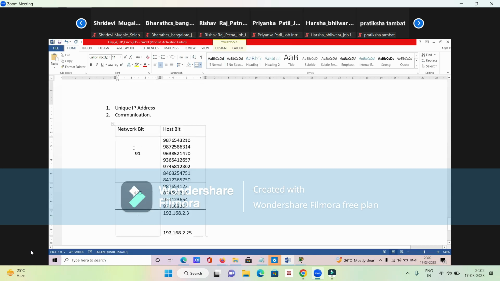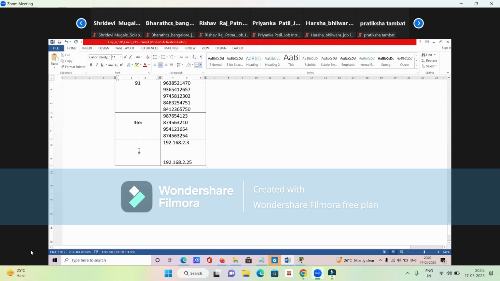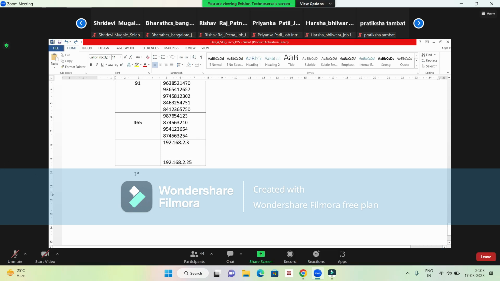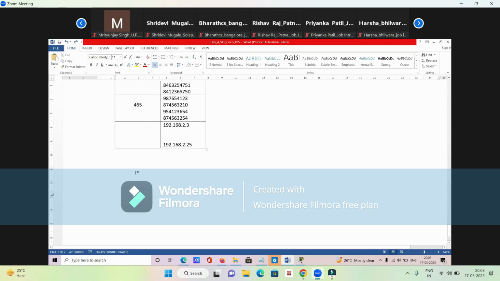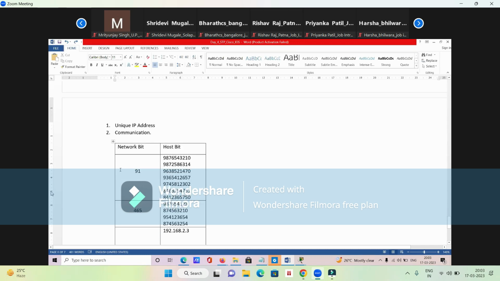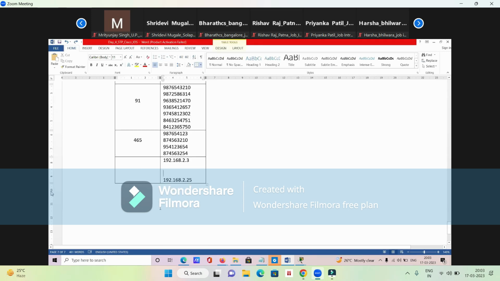Any doubt in this part? Network bit and host bit? Fine. What will be the network bit for this IP address? Wait, I'm coming to that point. Okay, just wait. Fine. So this was the basic objective of performing the communication. Now the second challenge was the given IP address.